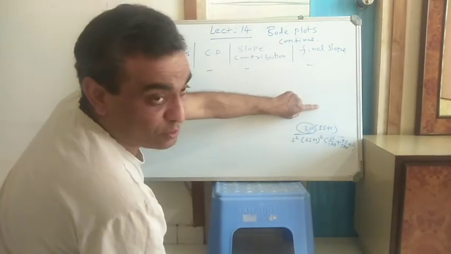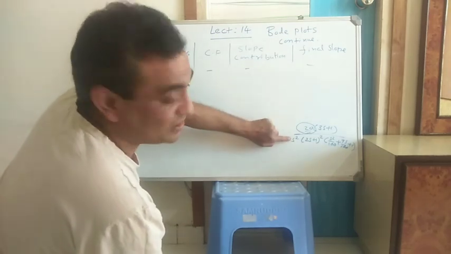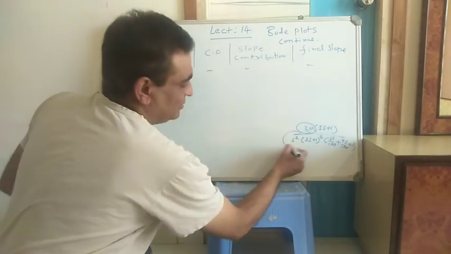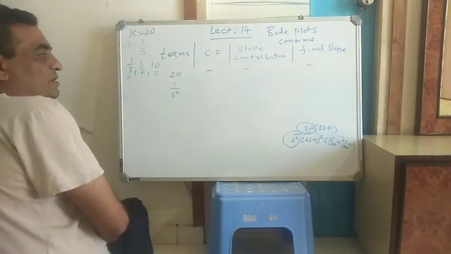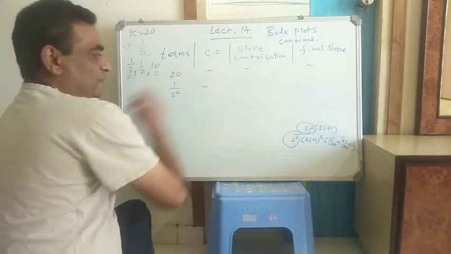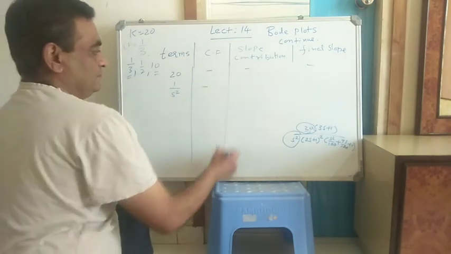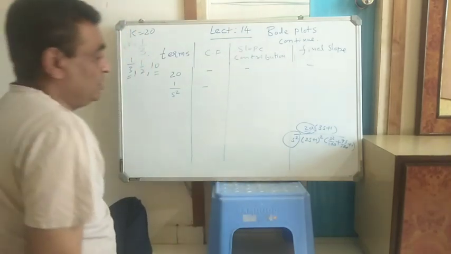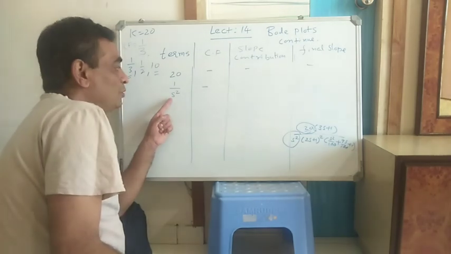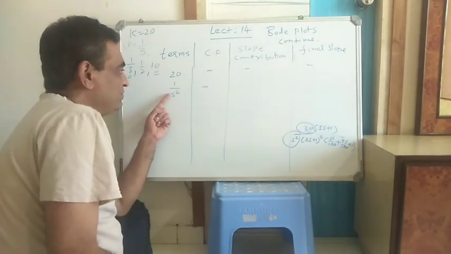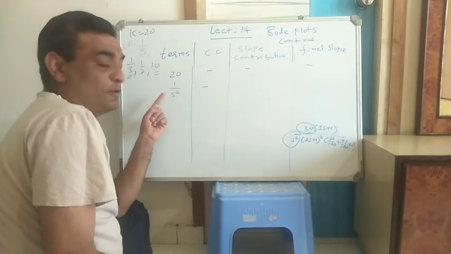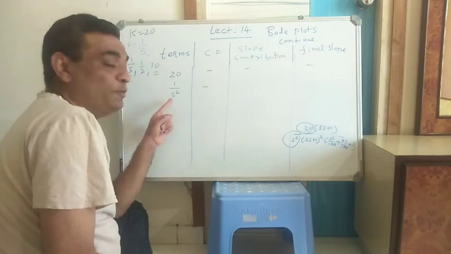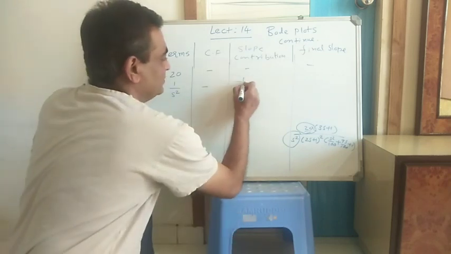Then I need to write a pole at origin or a zero at origin. Here there is a pole at origin, so 1 by s square. What is the corner frequency for this term? There is no corner frequency. What is the slope contribution? There are two poles in the denominator for this term, 1 by s square. The contribution from a pole is always negative, and from one pole it is minus 20. For two poles it is minus 40 dB per decade.